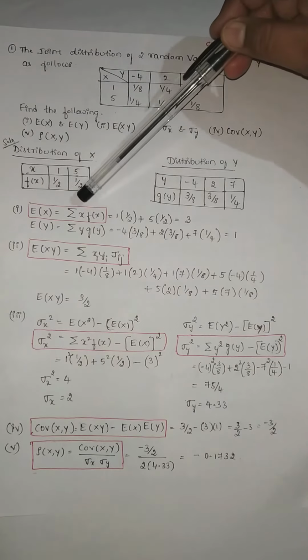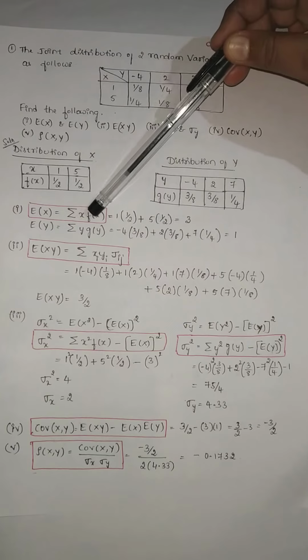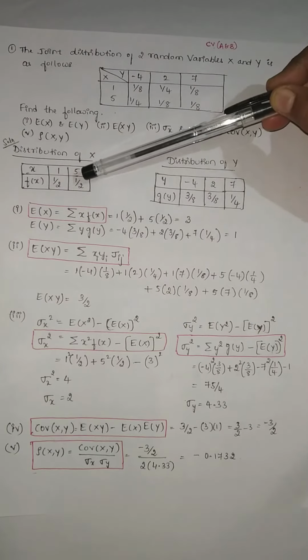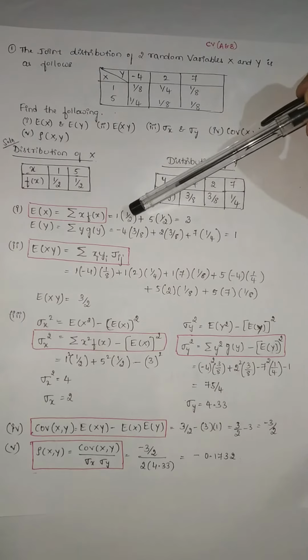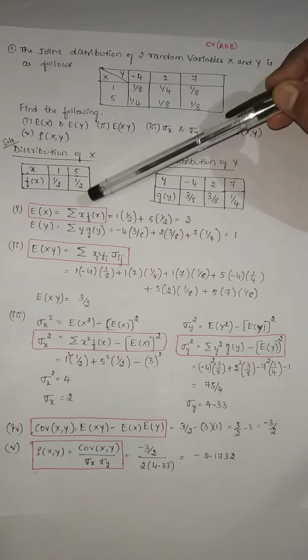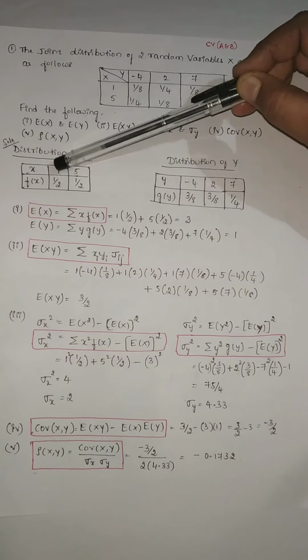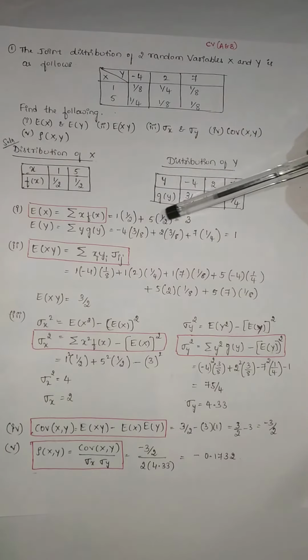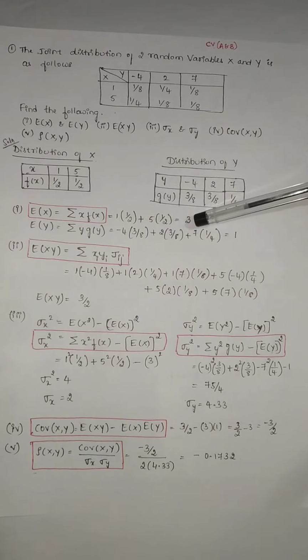You just have to multiply x and f of x, like 1 into 1/2, 5 into 1/2, and you need to add those two values. So x into f of x is 1 into 1/2 plus 5 into 1/2. Okay, so it will give you the answer 3.